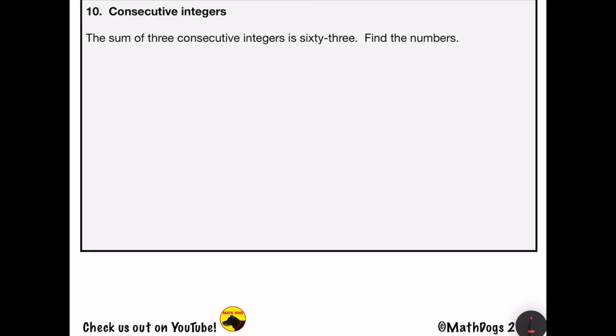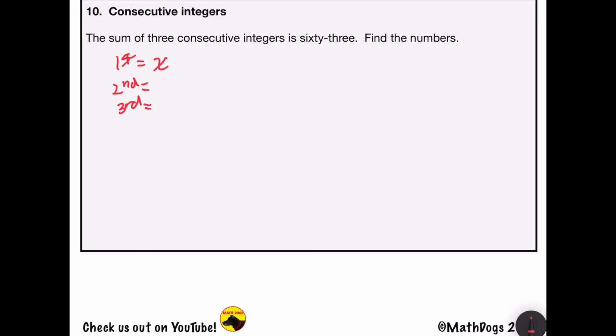Problem number 10 is consecutive integers. It says the sum of three consecutive integers is 63. Find the numbers. So consecutive means one right after the other, and if they're consecutive integers, that means they're all one apart. So my first number that I'm going to define a variable for is x, just like we've been doing. Now I need to write an expression for the second number and the third number.